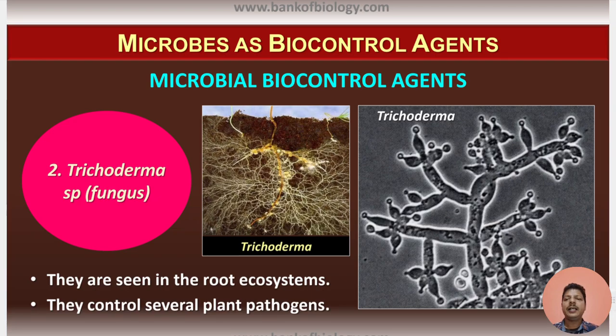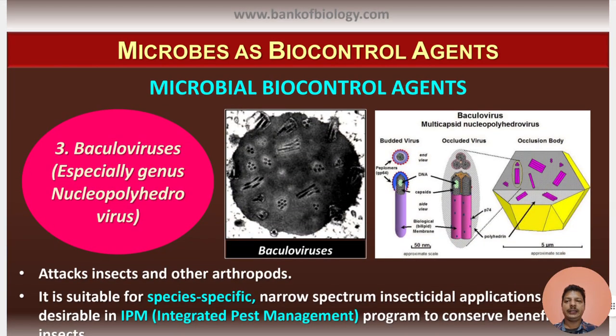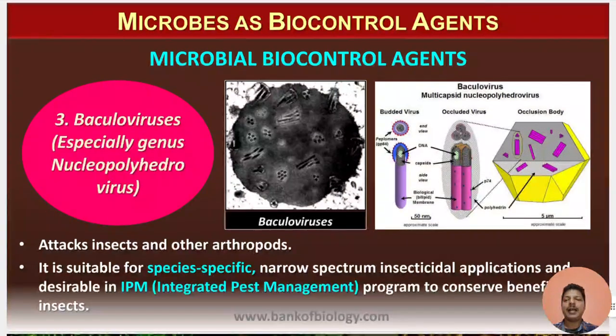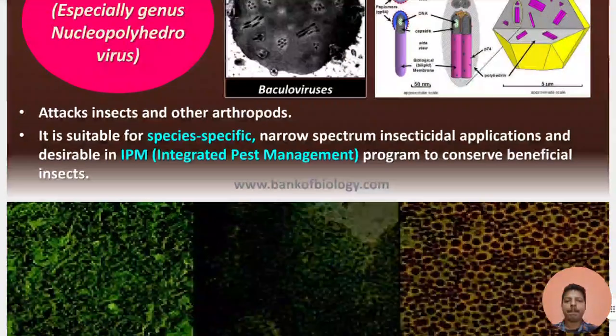Second, Trichoderma is a fungus. They are seen in the root ecosystem. They control several plant pathogens. Third, baculoviruses, especially genus Nucleopolyhedrovirus, attack insects and other arthropods. It is suitable for species-specific, narrow-spectrum insecticidal applications and desirable in IPM, that is, integrated pest management programs, to conserve beneficial insects. See the diagram.